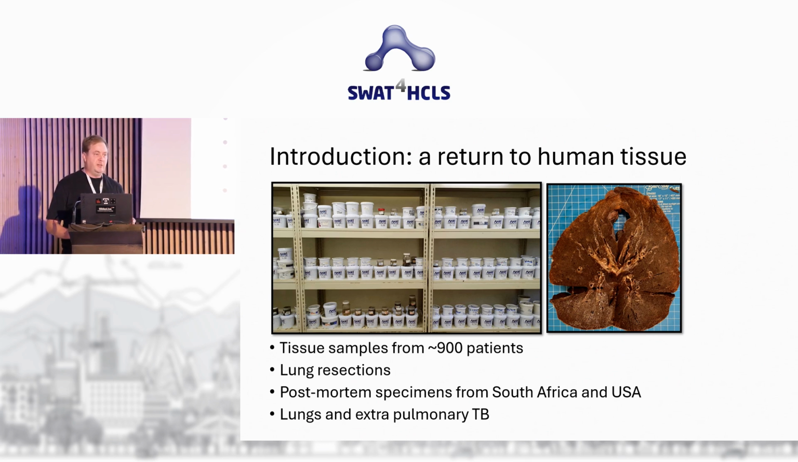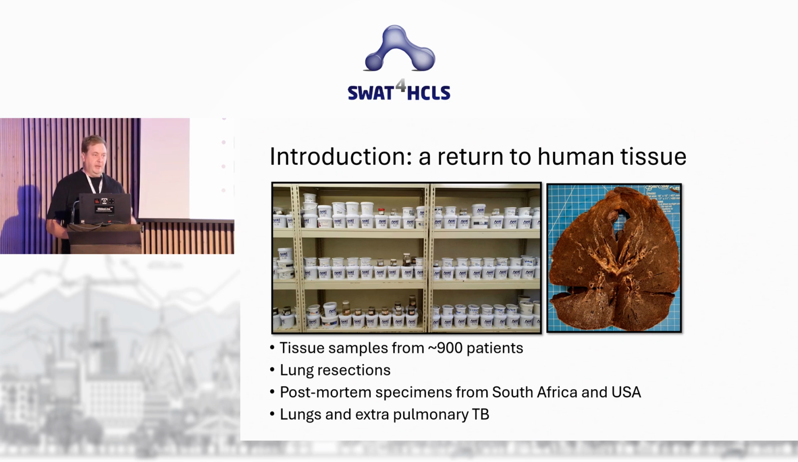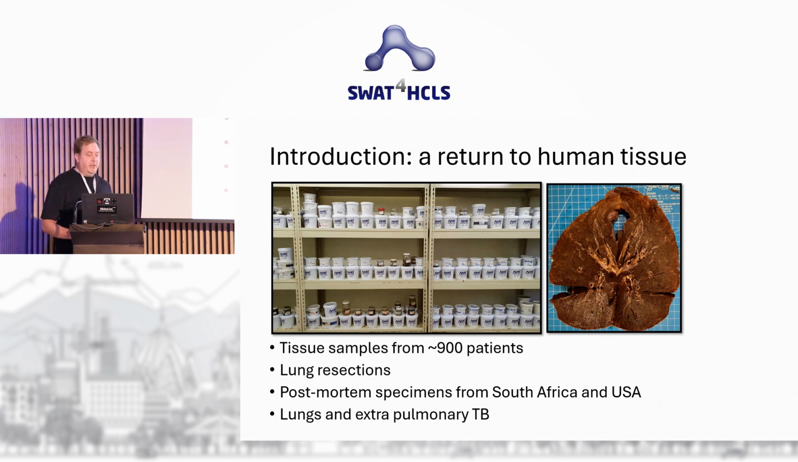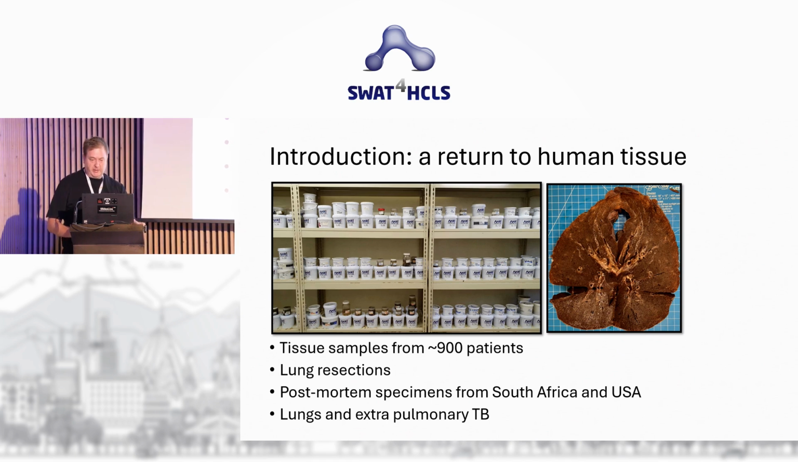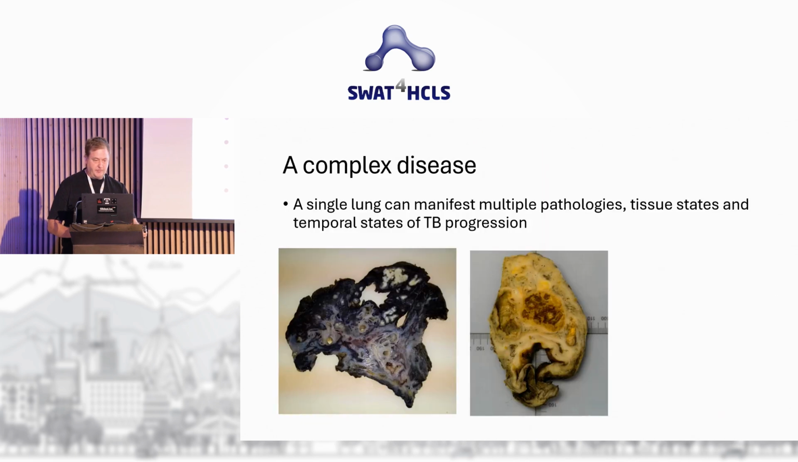So we are able to get samples from a low incidence country and a high incidence country. This also gives us another opportunity to look at samples that may have subclinical or latent TB. And it's because of this that we have tissue samples from about 900 different patients. And it's from this basically where all the data that we have is originating.